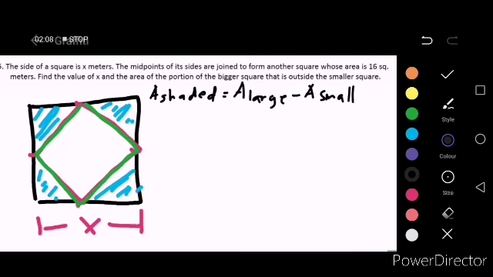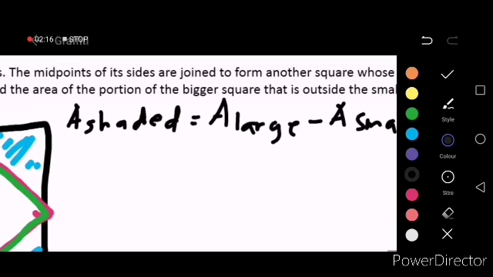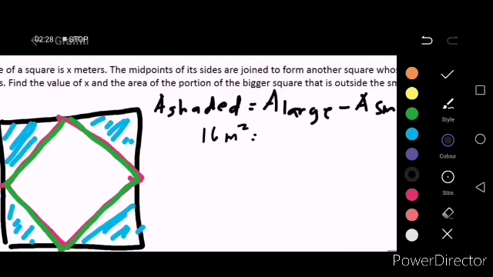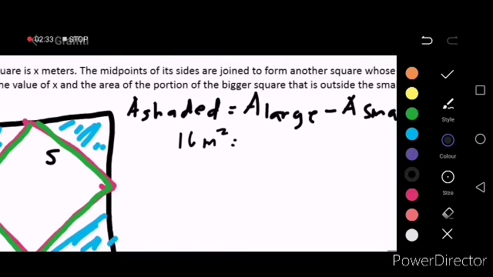Tama? Pero paano natin gagawin yun? Ang pwede lang natin magamit sa ngayon ay yung 16 square meters na area ng small. Okay. So, kung halimbawa, s ay yung side ng small na square, yung 16 m squared ay pwede kong equate sa s squared. Bakit? Kasi pag in-square ko yung s dito, nakukuha ko yung area ng small na square. Tama? At dahil dyan, masosolve ko yung s. How do we solve for s?